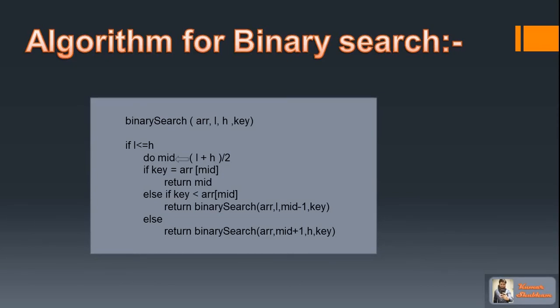If they are not equal and the key is less than the element at the middle position of the array, we repeat the function for the first half with the indices L and mid minus 1 respectively. Else, if the key is greater than the element at the middle of the array, we move to the second half with the indices mid plus 1 and H respectively and call the function.